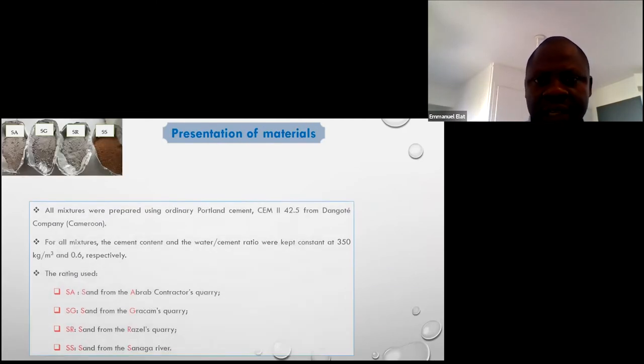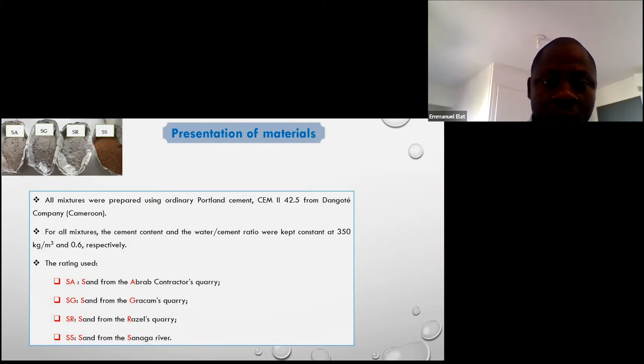Now I will present the materials used. All materials, as I said, are coming from Cameroon. All mixtures were prepared using ordinary cement, CEM II 42.5 from Dangote Company. For all mixtures, the cement content and the water to cement ratio were kept constant at 350 kilograms per cubic meter and 0.6 respectively.